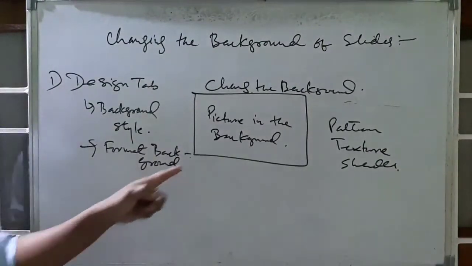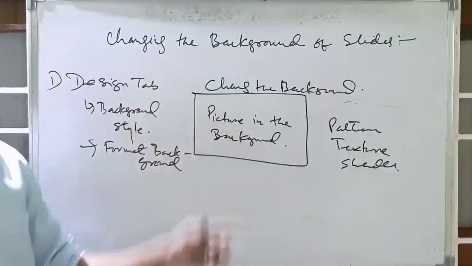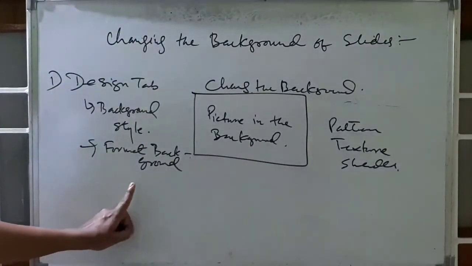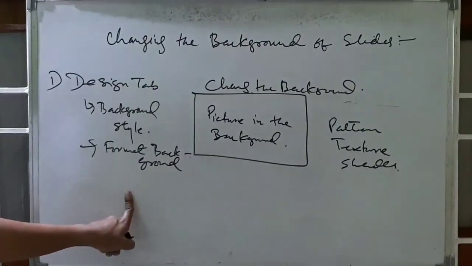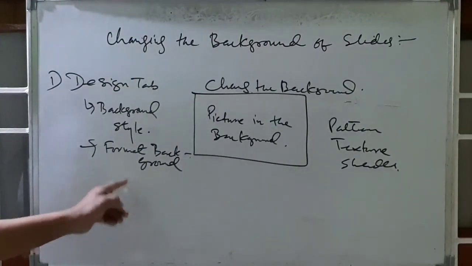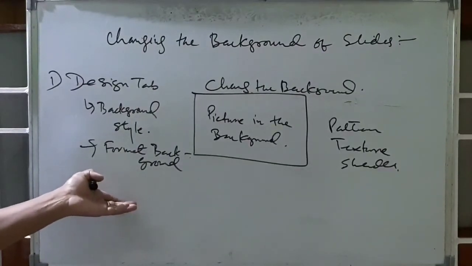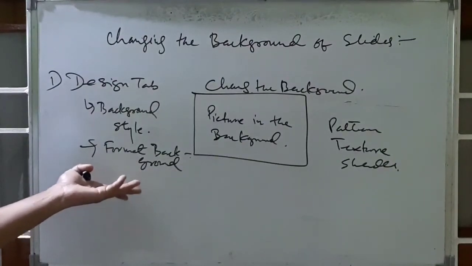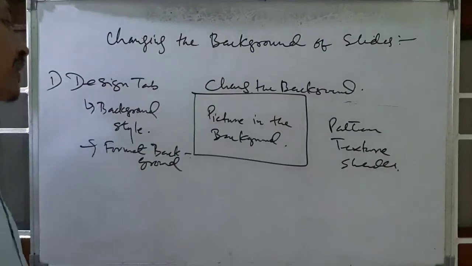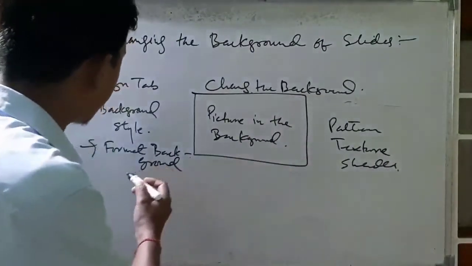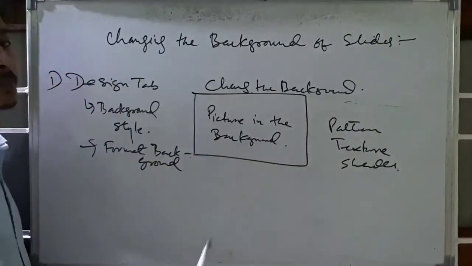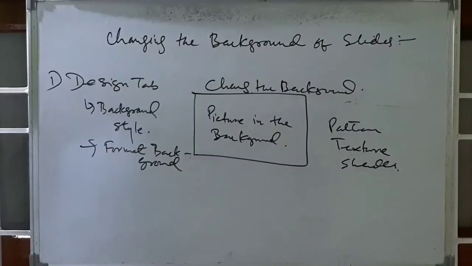Format background means you want to format the background. If it is blank, then you have to format the background. That's why you have to select format background. After that, the format dialog box will appear. You can choose among a solid fill, a solid color, a gradient, a picture or any texture or pattern as the background for the slides. After selecting the format background, you can select any pattern, texture, slide or picture in the background.